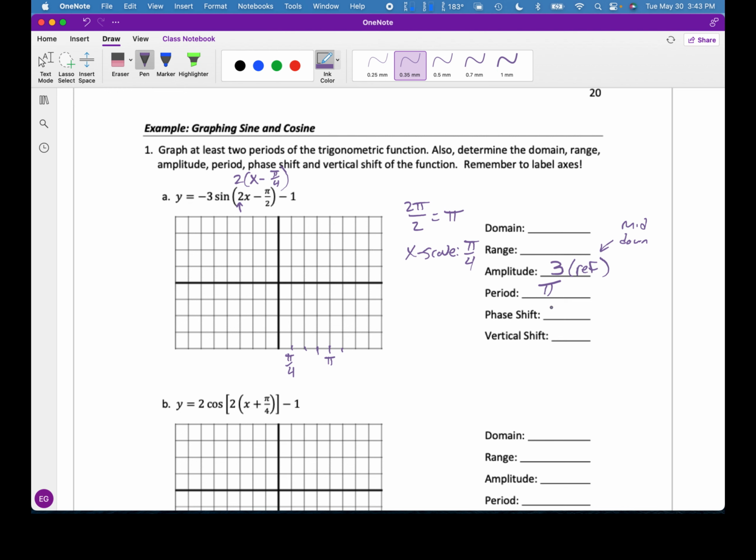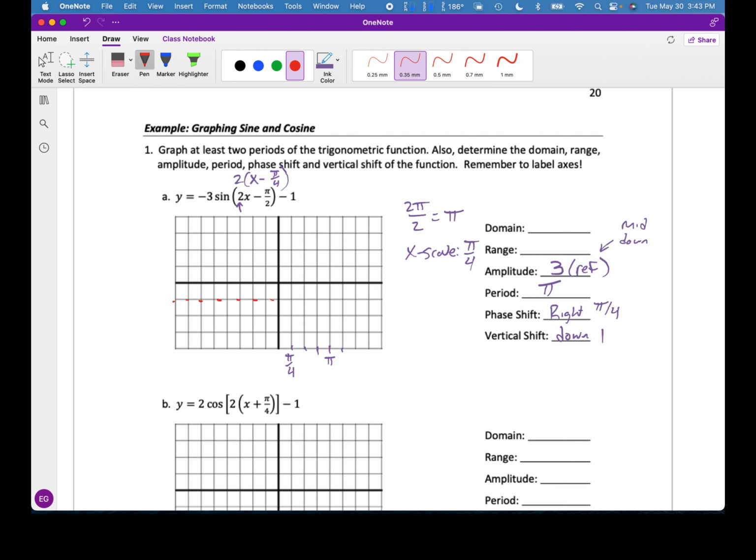So it says minus pi over 4. That means we're really going positive right pi over 4. That luckily lines up with our x scale really nicely. And then last but not least, we have that we're going down 1 for our vertical shift. And that is exactly what we're going to start with.